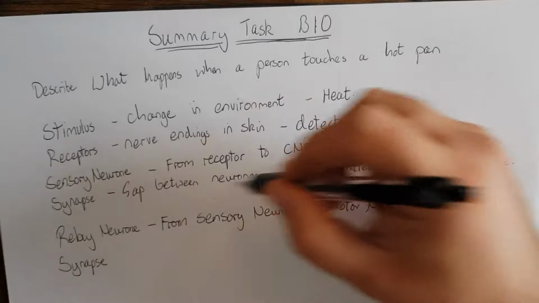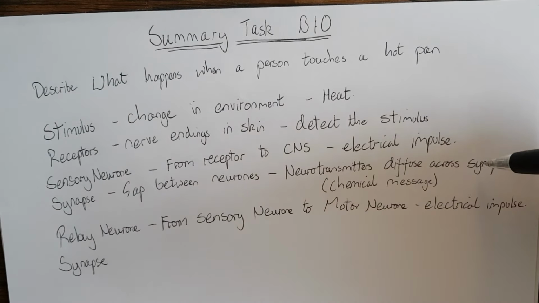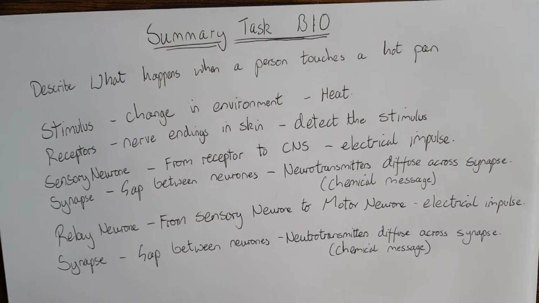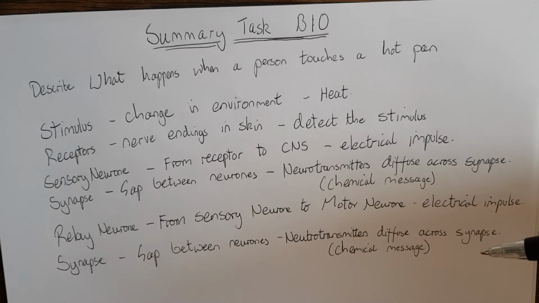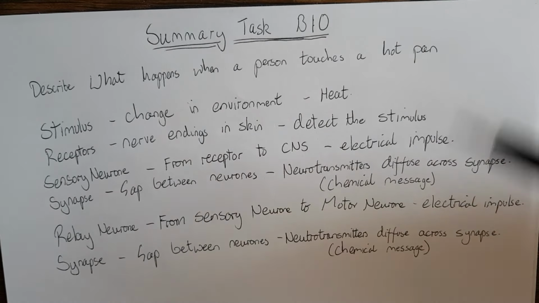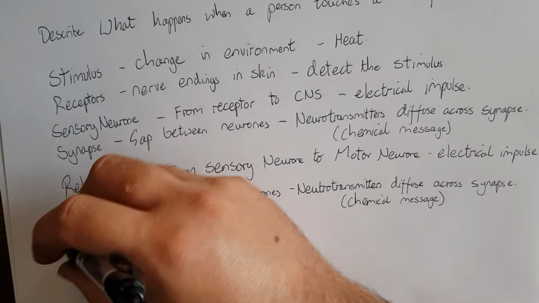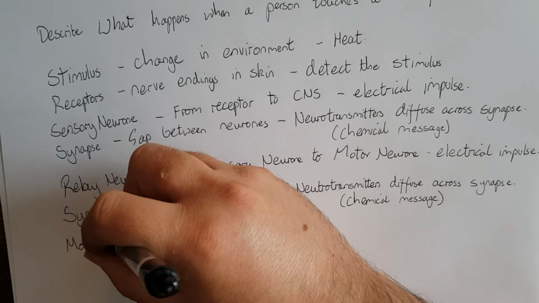And again, just like this one, it's the gap between neurons, and the neurotransmitters diffuse across the synapse. So we've got there the gap between the neurons and the neurotransmitters diffuse across the synapse, and again it's a chemical message. At which point we are now back to another neuron. This one is the motor neuron.